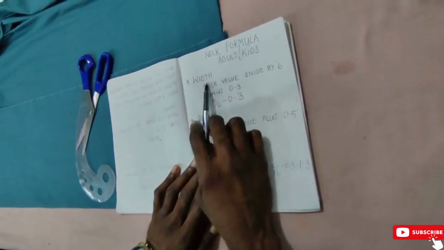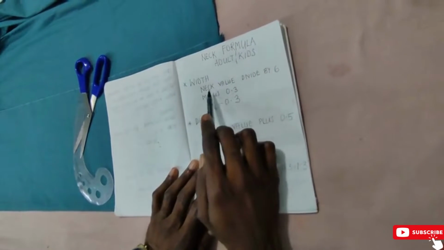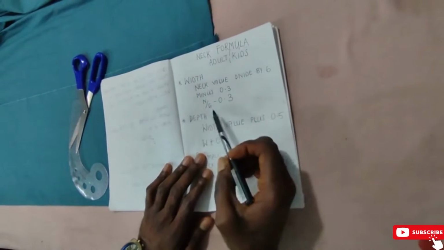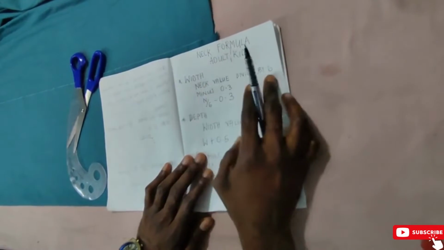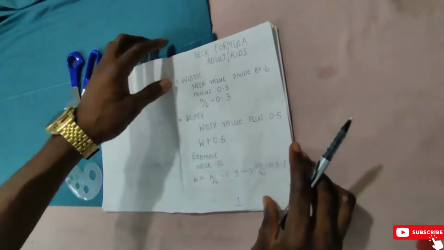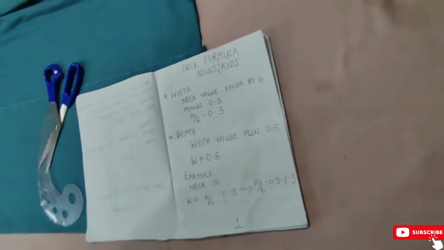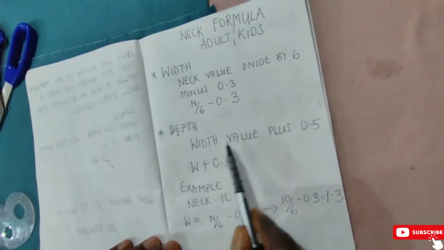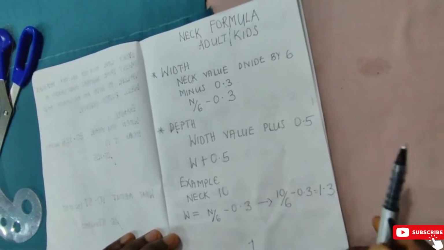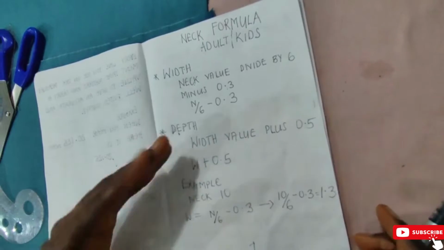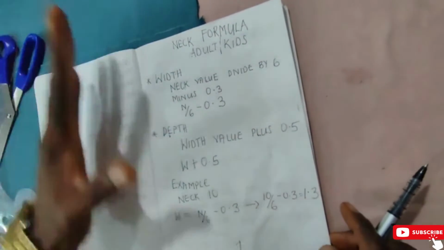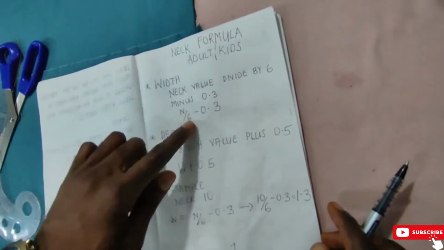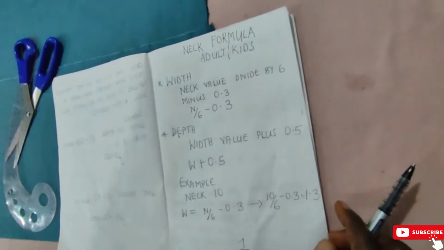Now, the width of any neck, the formula is neck value divided by 6 minus 0.3. Then the depth, which is the width value plus 0.5. Take note, the width value plus 0.5. There is a formula behind this that it derived from and ended up with N divided by 6 minus 0.3, but I don't want to bother us with that.